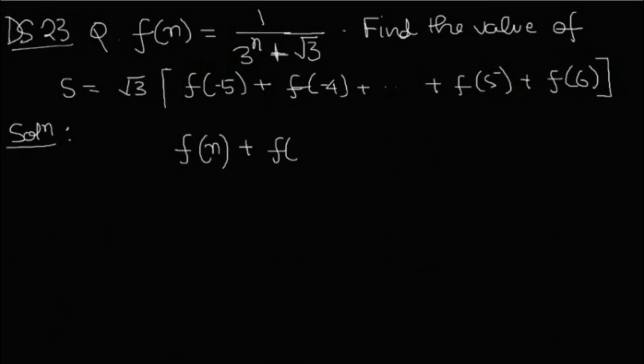with f of 1 minus n. Why am I taking this? I'm taking this because this is a way of pairing, an exhaustive way of pairing. I can consider minus 5 and 6 from here. If I take n equals to 6, I'll get f of minus 5 plus f of 6. If I take n equals to 4, I'll get f of 4 plus f of minus 3, and so on.